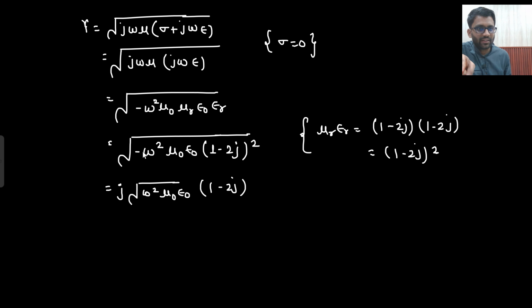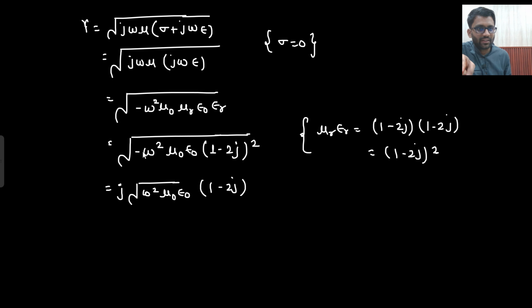Right? So if you solve this one, what are you going to get? J omega under root mu naught epsilon naught. And if you solve the rest, you will get 1 minus 2j, under root mu r epsilon r. That would be under root of (1 minus 2j) whole square, which is equal to 1 minus 2j only. So this is what I am getting. And if I solve from here, that will be 2 omega under root mu naught epsilon naught plus j omega under root mu naught epsilon naught.